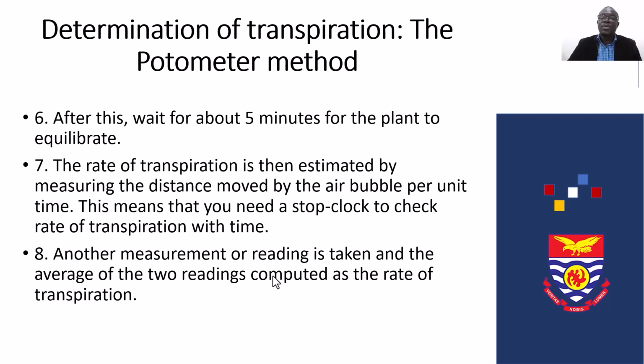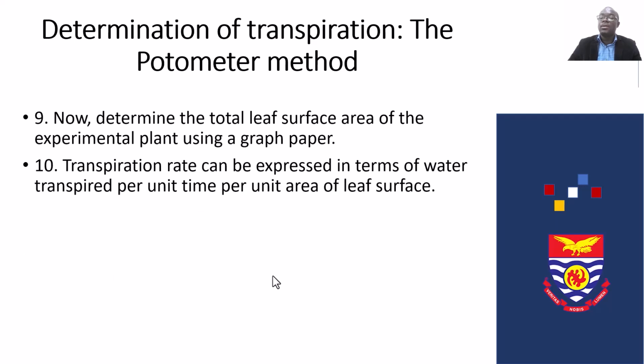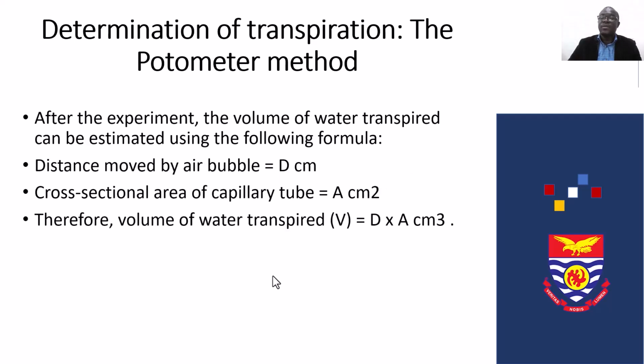The rate of transpiration is then estimated by measuring the distance moved by the air bubble per unit time. This means that you need a stop clock to check the rate of transpiration with time. Another measurement or reading is taken and the average of the two readings computed as the rate of transpiration. Now determine the total leaf surface area of the experimental plant using a graph paper. Transpiration rate can be expressed in terms of water transpired per unit time per unit area of leaf surface.